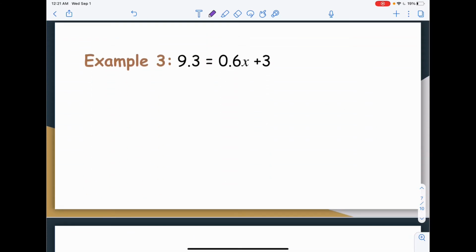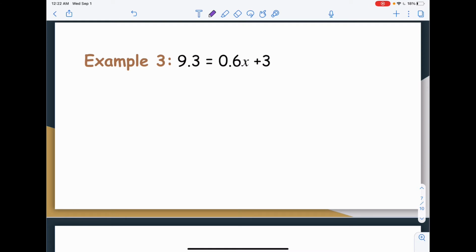Okay, next question. We have decimals, but our strategy is the same. We're going to start with the constant. We're going to do the inverse operation based on the constant, but also please notice that your x is on the right side this time. Your variable is on the right side. It is okay. The variable can be on either side of the equation. We will do the same steps.